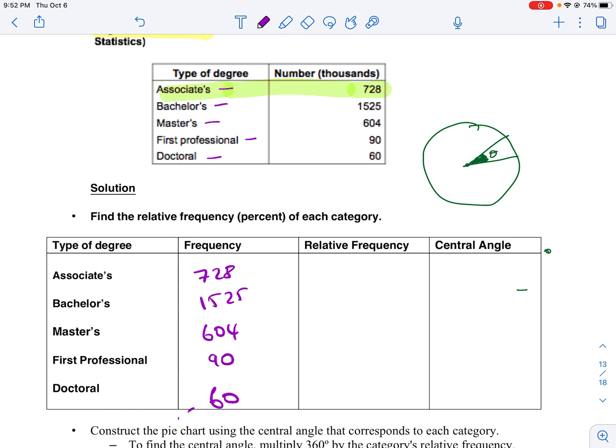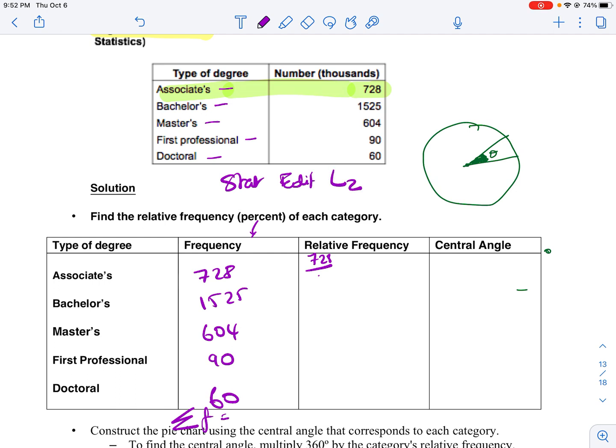Remember, you can find the sum of your frequency. Yes. Now, relative frequency, this is where you do 728 divided by that sum. All right. So the first thing I'm going to do, I'm going to put this data in. I'm going to put that data into stat edit.